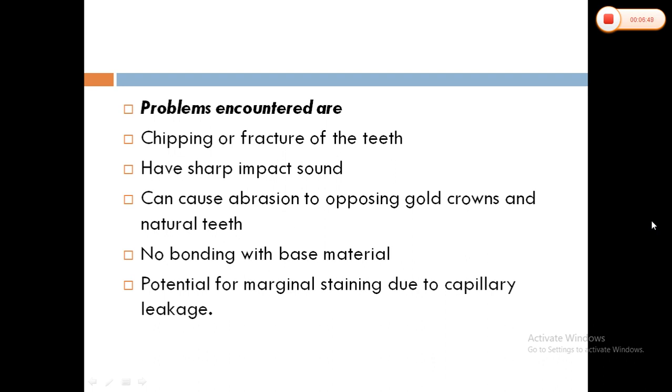Problems encountered with porcelain teeth are chipping or fracture of the teeth, sharp impact sound, can cause abrasion to opposing gold crowns and natural teeth, no bonding with base material, and potential for marginal staining due to capillary leakage.